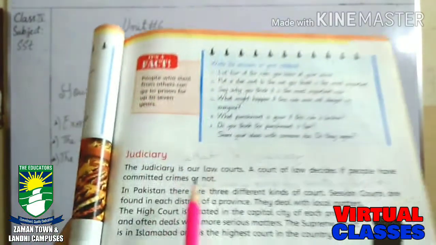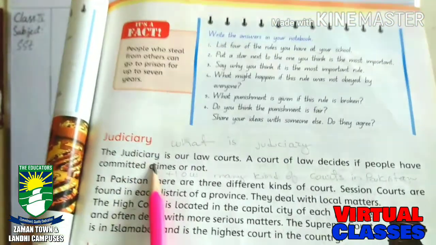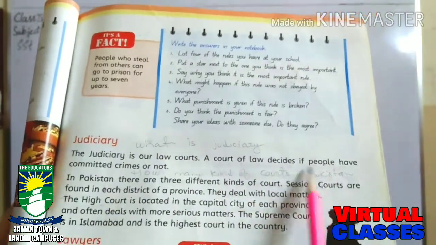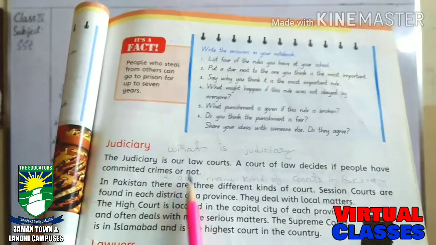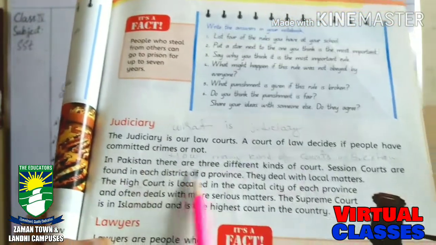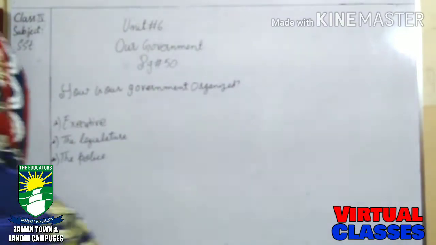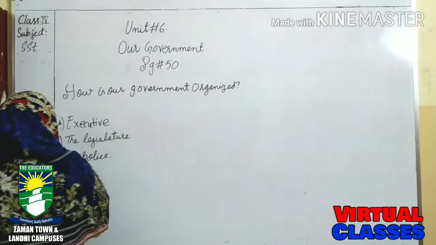Now then we have a judiciary. The judiciary is our law courts. A court of law decides if people have committed crimes or not. In Pakistan, there are three different kinds of court. Now, I am just writing what is the judiciary, after police.